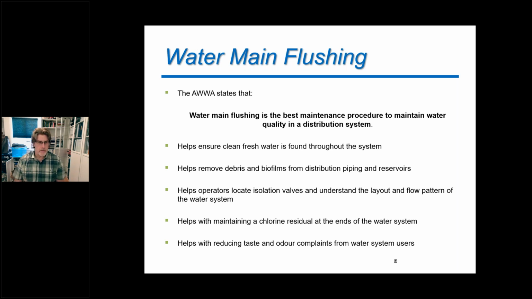And what we're trying to do here is make sure that there's fresh water throughout our entire system. We're trying to remove any debris or biofilm that has built up in the piping, in reservoirs. So those are all things that we are trying to achieve. Now, the process also gets you out in the field, finding valves, locating other issues or problems with your distribution system. And some of you may just do flushing on a regular basis to help maintain that chlorine residual, and helping to reduce those taste and odor complaints that you might be getting from consumers on your water systems.